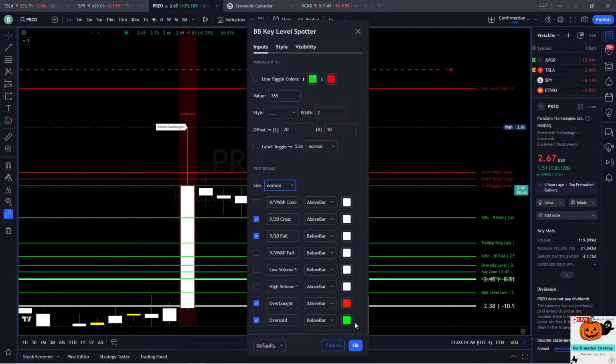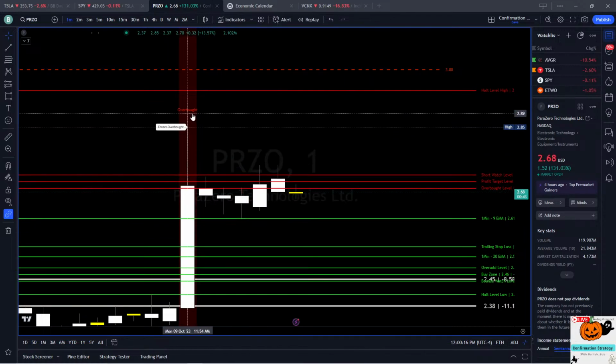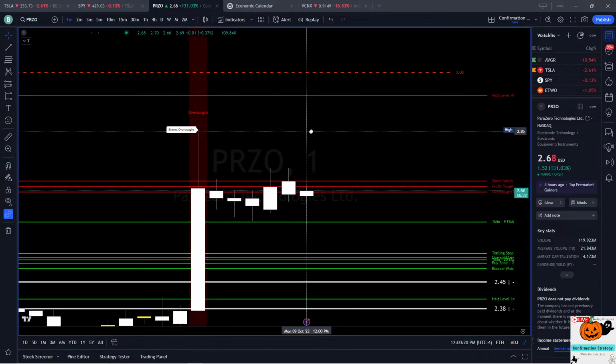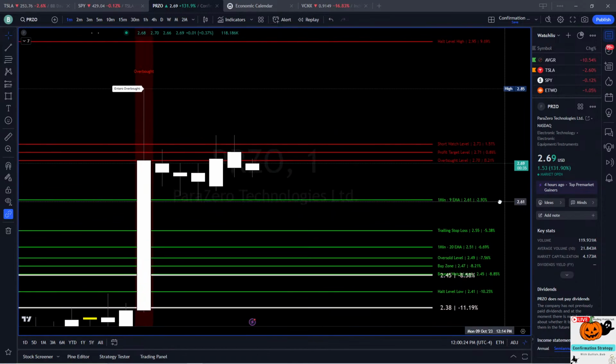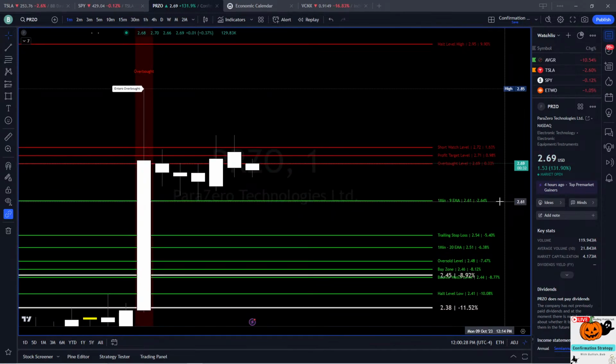Make these a little bit larger. There we go. Now you can see it better, right? Overbought. And change the size of that in the settings. And the same with these levels on the side. I could change those too. I'm not sure how easy or hard they are to see for you guys.